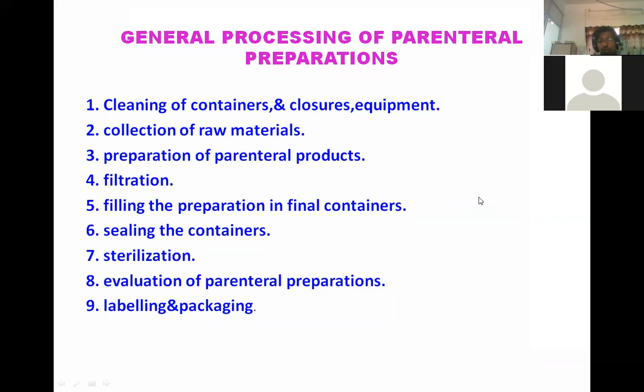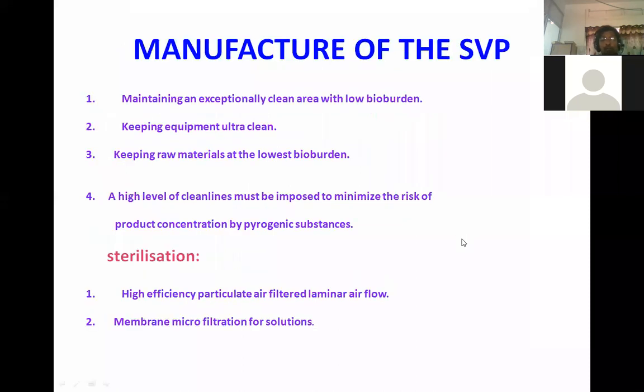What kind of evaluation do we do before labeling? We will check for leakage, we will check for presence of particulate matter, right? Then we will go for pyrogen testing, and we will go for sterility testing. I hope you remember we have already discussed in detail all these quality control and evaluation tests of parenterals in the previous class. Then coming to manufacturing of small volume parenterals, we haven't discussed that in the last class. We will see it today.